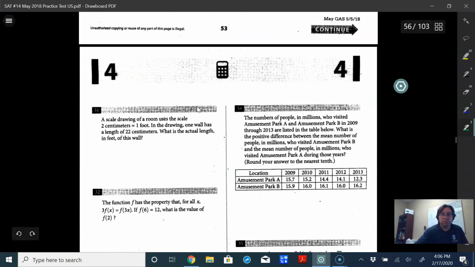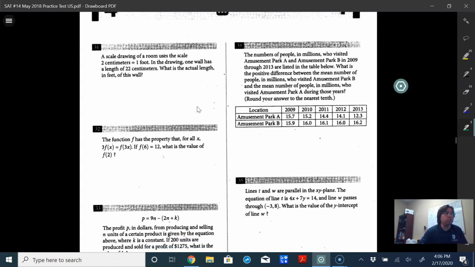Alrighty, so let's go and take a look at our grid ins which we have here. And so looking at these, 31 is saying a scale drawing of a room uses a scale 2 centimeters equals 1 foot. So in the drawing, one wall has a length of 22 centimeters. What is the actual length in feet of this wall? So we see we want to be in feet. We see here in centimeters.